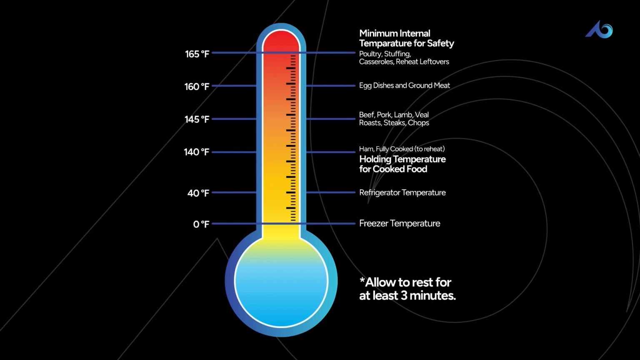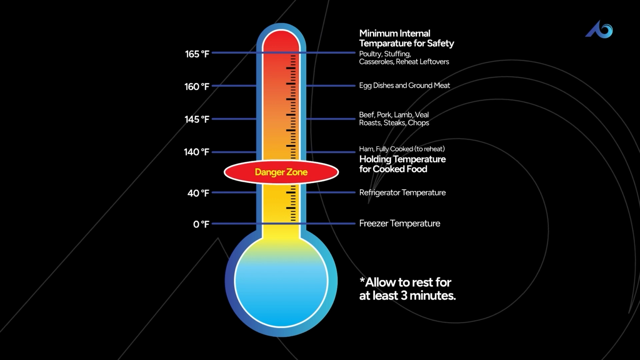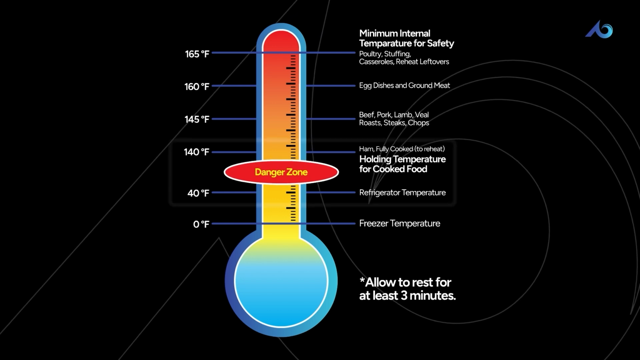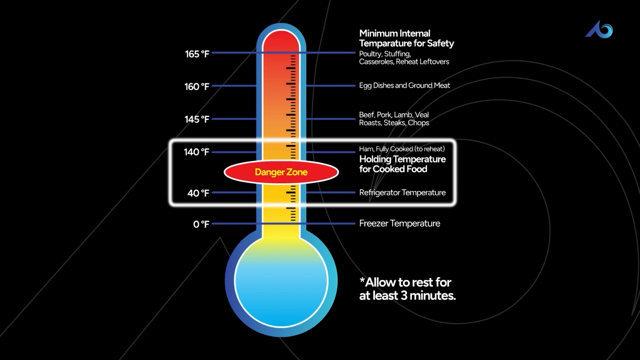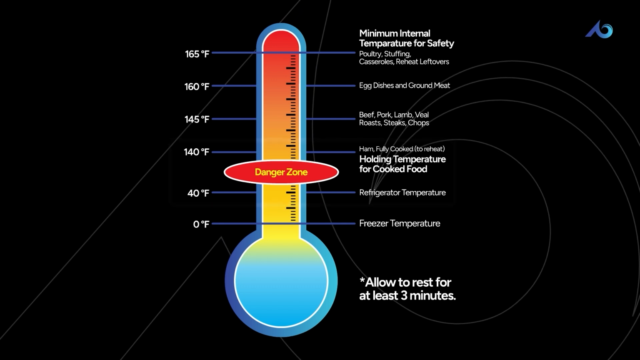Food should be kept out of what we call the danger zone. That's a pretty wide range, but it's from about 40 degrees to 140 degrees Fahrenheit. The purpose of this is really to limit bacteria growth.